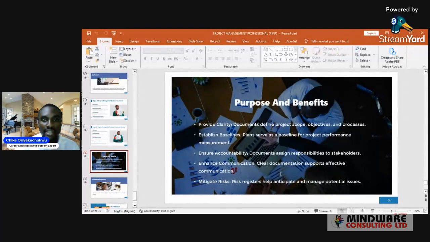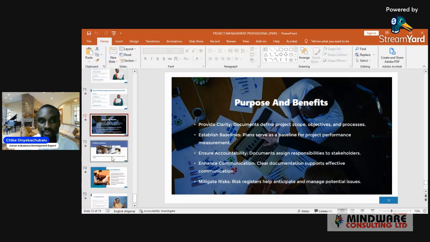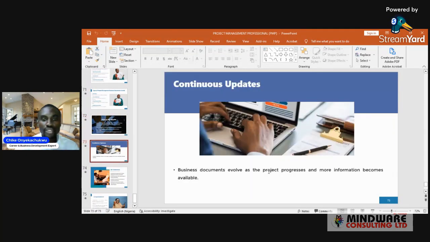They also enhance communication. Now, clear documentation supports effective communication. So when you have clarity, it enhances your communication. So this document also helps us to mitigate risk. We mentioned the risk register, and that helps you to anticipate and manage potential issues.